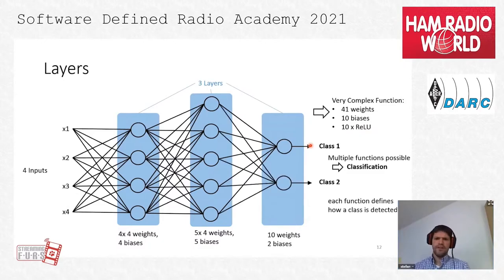And you can also add a second output neuron. There is also a function defined for the second output. Every output neuron corresponds to one class. The neuron here has the formal calculation to detect class one, and the neuron here contains the formal calculation to detect class two.